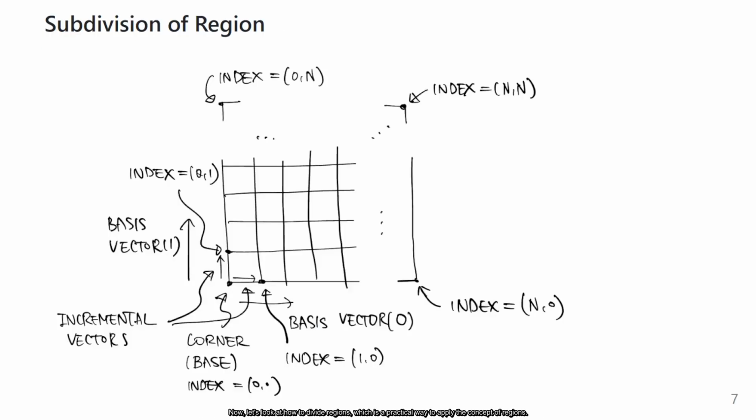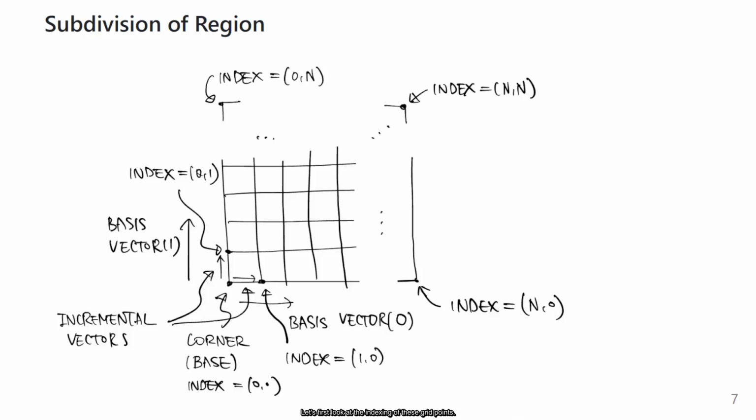Now, let's look at how to divide a region, which is a practical way to apply the concept of region. Dividing a region is very useful when drawing graphs or calculating integrals. For example, consider how to divide a rectangular region into several smaller regions. First, let's assume the large rectangle is the entire region with its corner located on a specific position. If we divide each axis into n segments, we create n+1 grid points along each axis, resulting in n+1 square grid points in 2 dimensions.